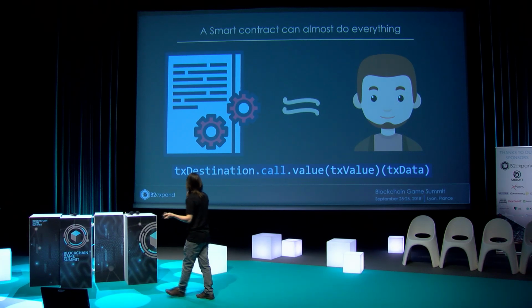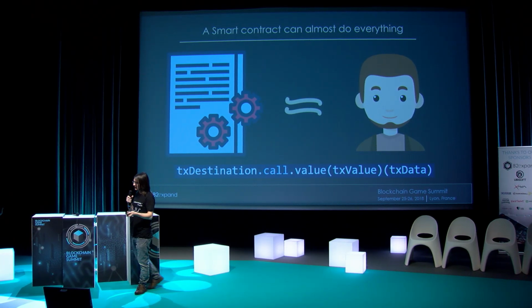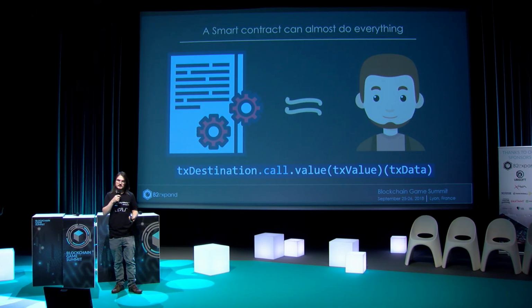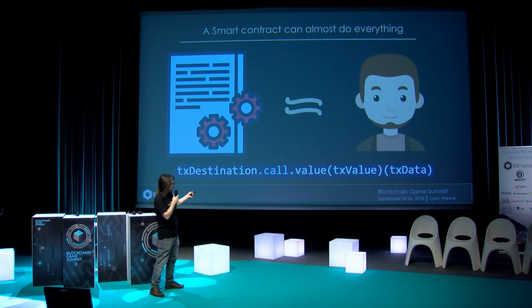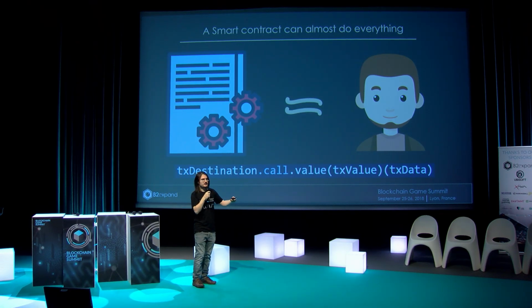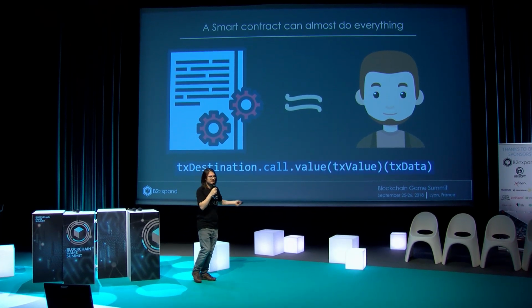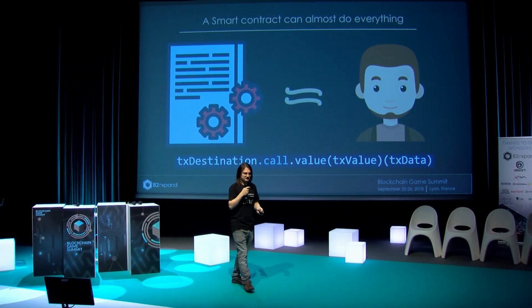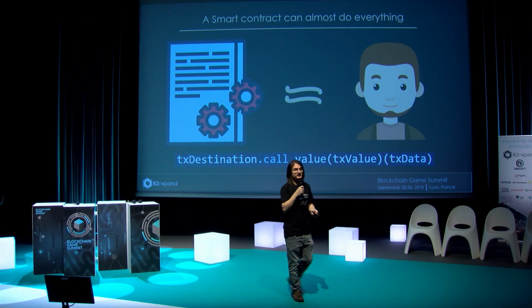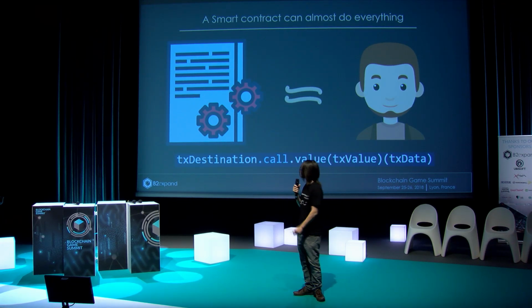So the smart contract can do pretty much everything a user can do with this kind of code because they have similar properties on the network.